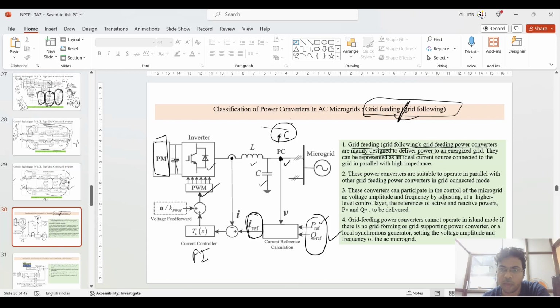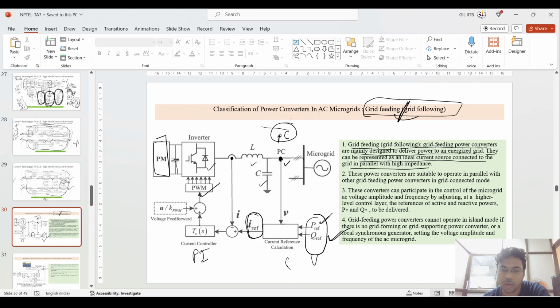Okay. So what I have written is that grid feeding power converters are mainly designed to deliver power to an energized grid. They can be represented as an ideal current source connected in parallel to the grid with a high impedance.